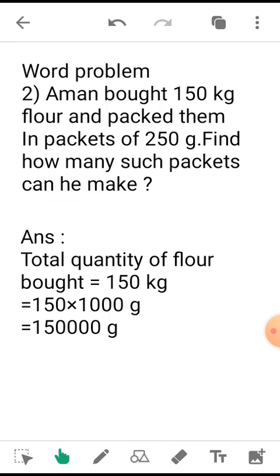Word problem: Aman bought 150 kg flour and packed them in packets of 250 gram. Find how many such packets can he make. See that the quantity of the flour bought is 150 kg. So first of all, you convert it into gram. You will begin your answer: total quantity of flour bought is equals to 150 kg. Multiply it with the unit 1000 to get the quantity in gram.